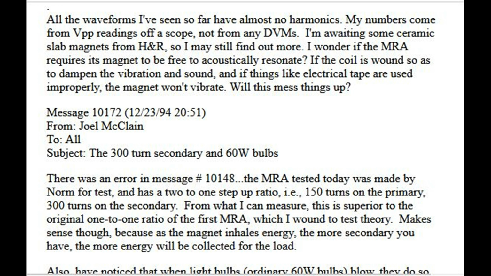I wonder if the MRA requires its magnet to be free to acoustically resonate. If the coil is wound so as to dampen the vibration and sound, and if things like electrical tape are used improperly, the magnet won't vibrate. Will this mess things up?